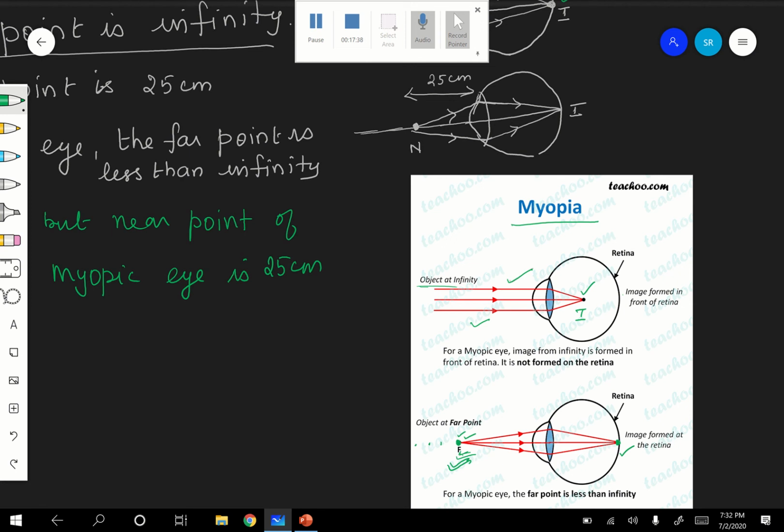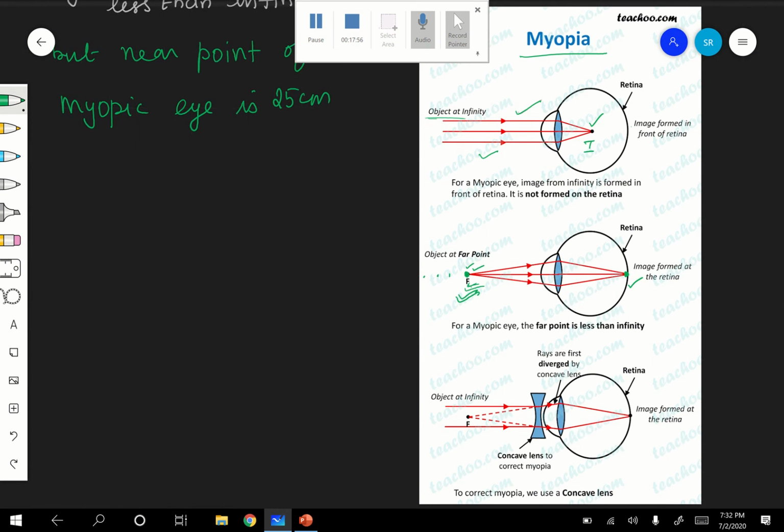So how to do that? Actually the object is at infinity, but you have to bring that to F. How is it possible? It is possible. It doesn't mean that you are bringing the object from infinity. Something else is possible. Just by using a concave lens. Are you following? See, in the first diagram, the parallel rays from the object at infinity, the image is formed in front of the retina.